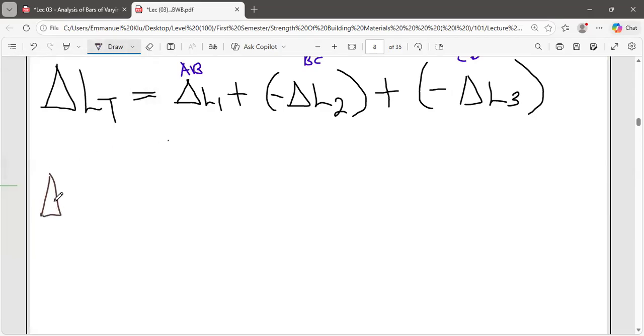So our total change in length is equal to what? Now we are going to just open, let's say, the first one. As we all know, the formula is PL over AE. But in this case, it's not just going to be anyone, but we have to be specific, because in this case, we have so many P's.